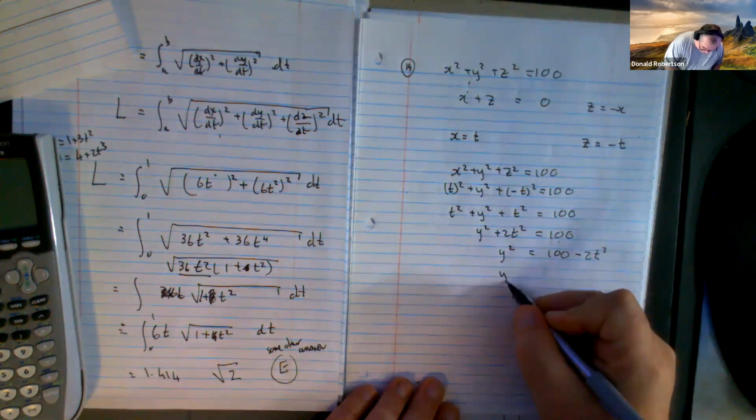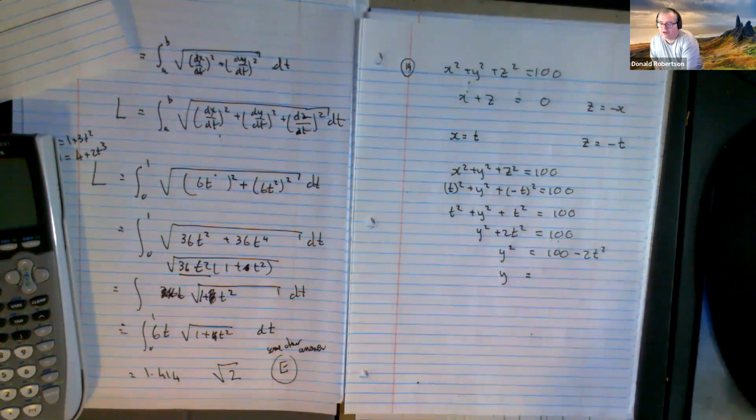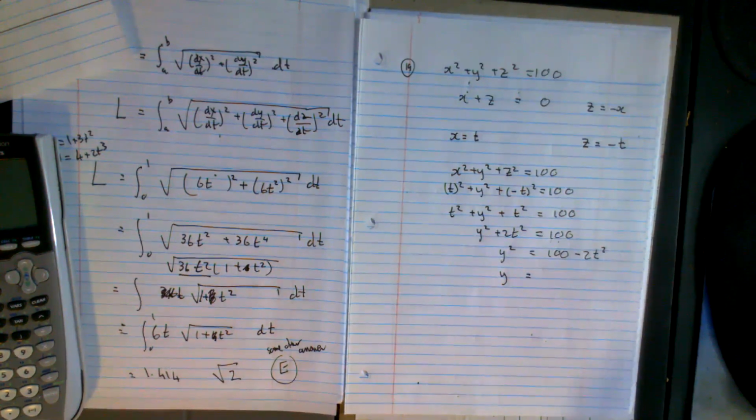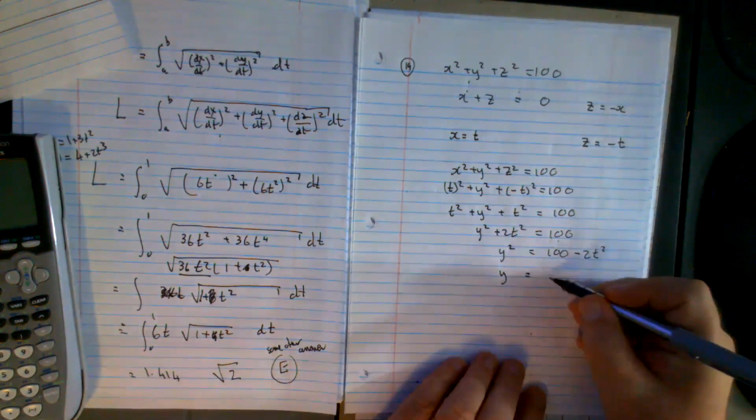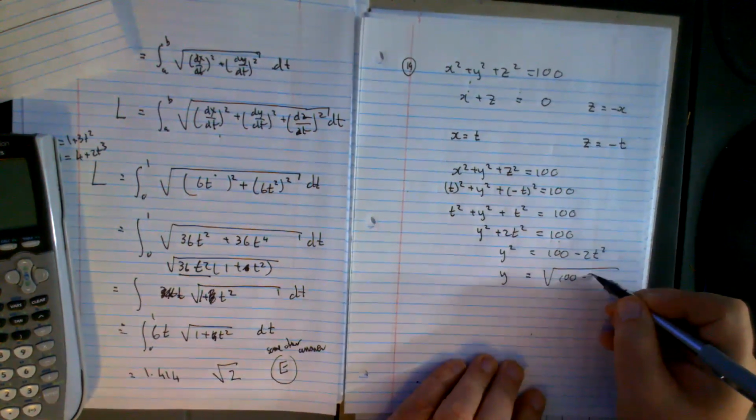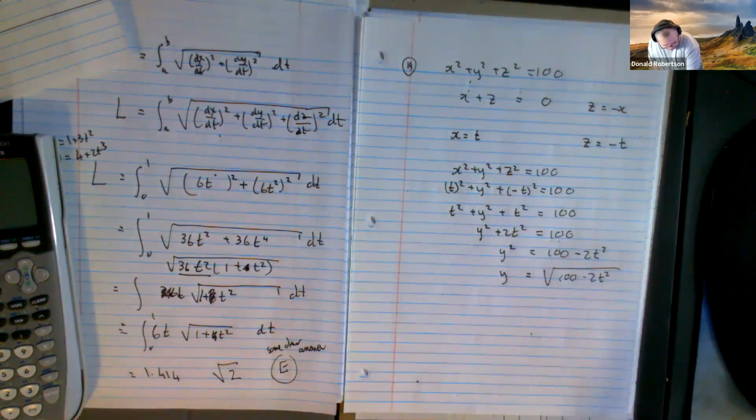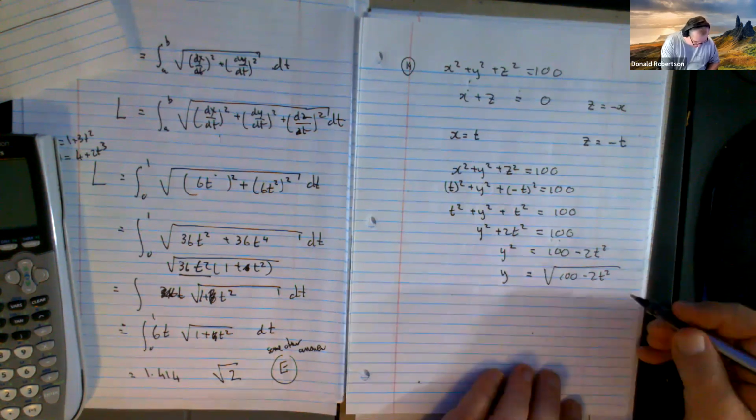And what should I do to both sides to get y? Square root it. I would take the square root of it. And unless there's other information to tell me otherwise, don't we always pick the positive square root if there's no other information? And that happens to be, what does that happen to be? The square root of 100 minus 2t squared. That happens to be A, I believe.